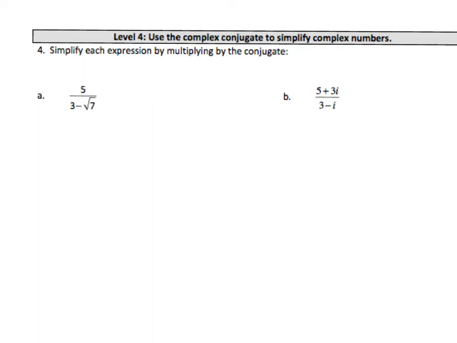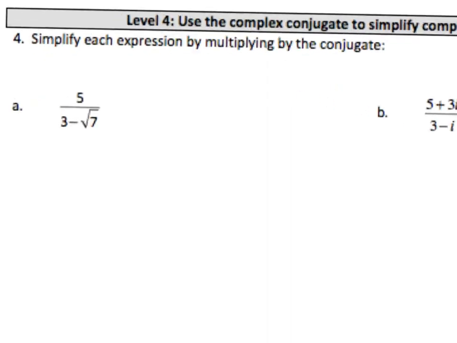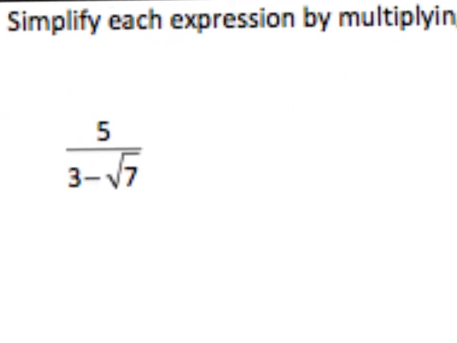Okay, level 4 is the last one. So in order to get, okay, backtrack. When you have a square root in the denominator, we don't want that. So how we get rid of that, and I believe this was in a level 4 when we were doing square roots, but we don't want a root in the denominator.